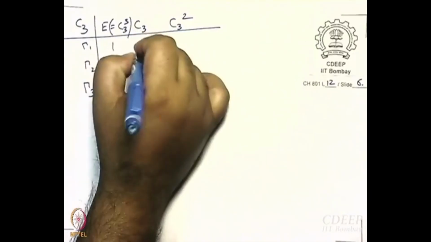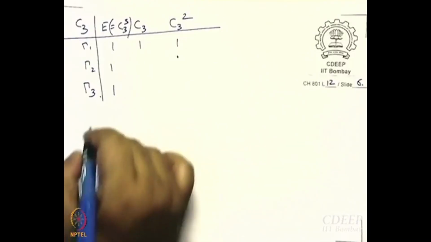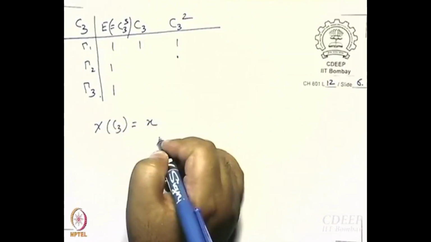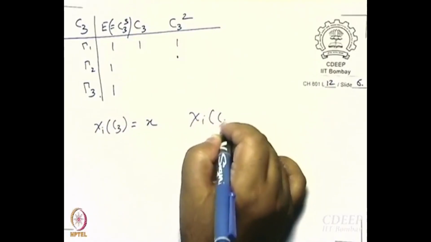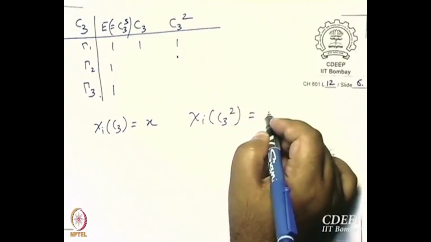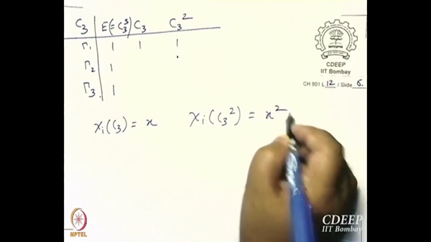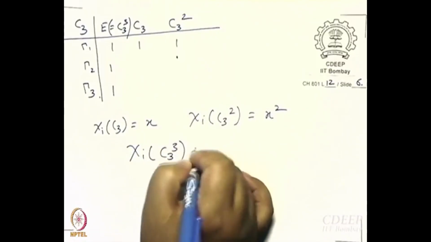So I will write what I can write easily. I have only 2 places to fill. How do I fill those places? Let us say, now this is even easier, chi of C3 is equal to x. What will chi of C3 square be? Very difficult algebra? x square. Very good. So what will chi of C3 cube be? Extremely difficult.